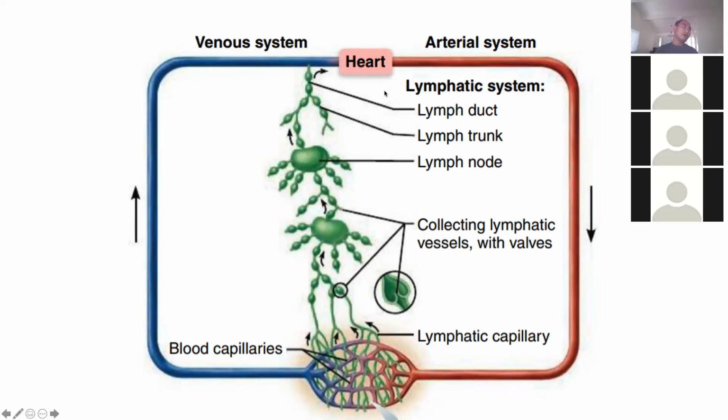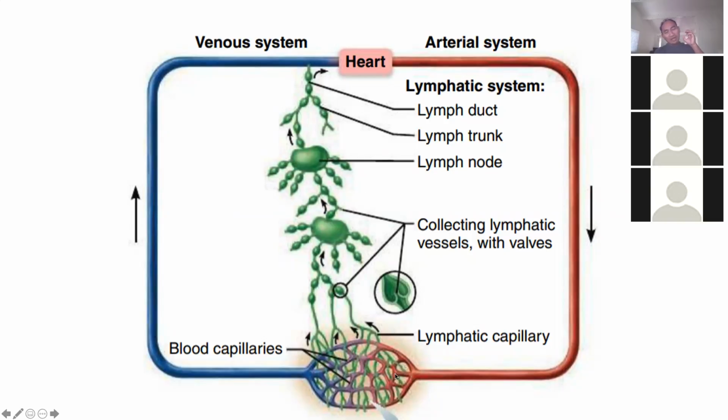So we remember our heart. The heart pumps out the arterial blood into the arterial system and finally it becomes capillaries from the arterial side, and then these become capillaries on the venous side and gradually become small vein, bigger vein, large vein, and then finally superior and inferior vena cava, and they drain into the heart.